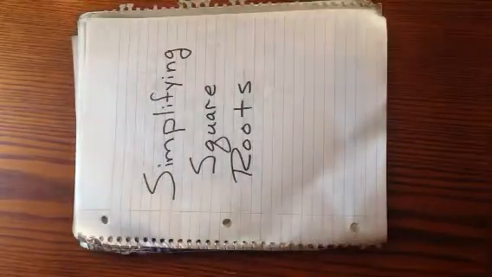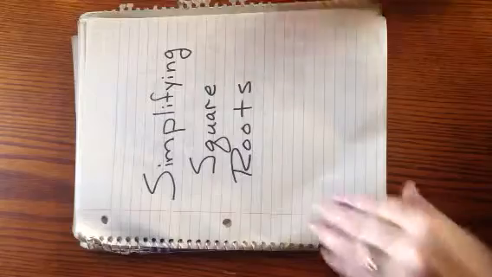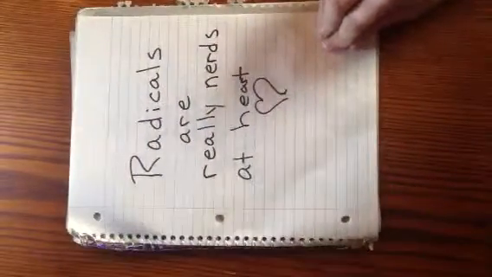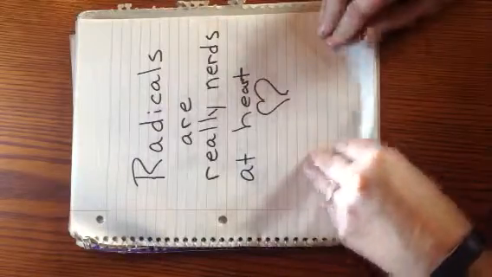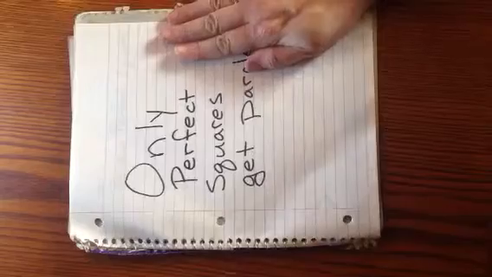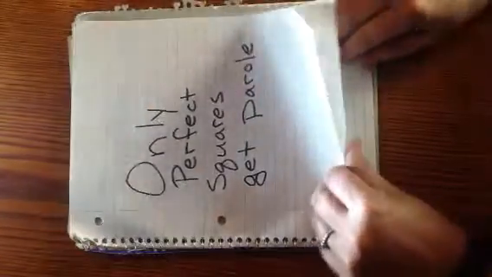All right, so this is called Simplifying Square Roots by most people. I like to call it Radicals Are Really Nerds at Heart, or Only Perfect Squares Get Parole. So, we are going to first talk about what perfect squares are.